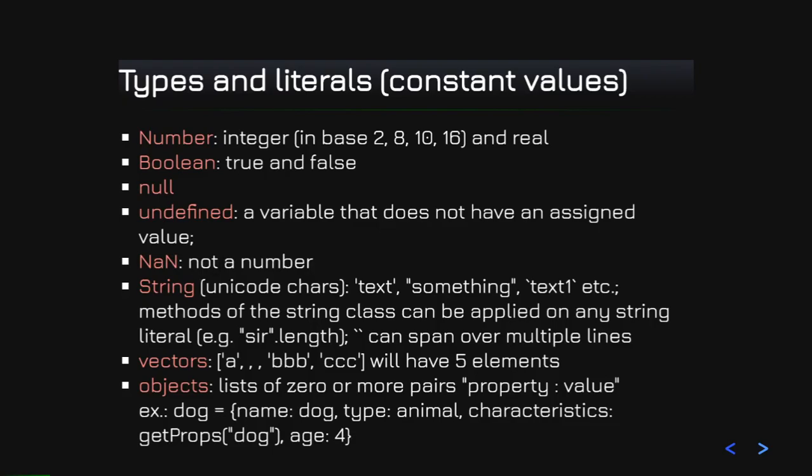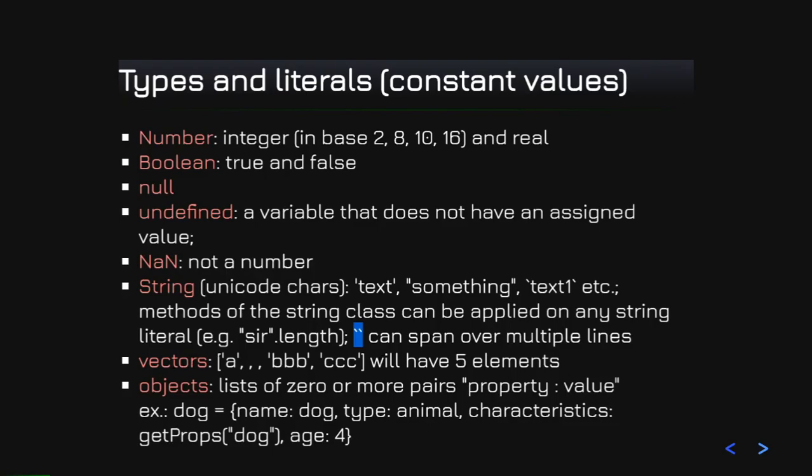Then a string. JavaScript supports Unicode characters. We can write strings using single quotes, double quotes, or inverse apostrophes. Actually, this notation with inverse apostrophes, which is also called template literals, is much more powerful than the previous ones. In JavaScript, most of the things are objects, including strings. So you can apply string class methods on any string, including a literal, including a constant. So you can write something like this, which returns the length of the string, which is 3. Using inverse apostrophes, we can write strings that span multiple lines.